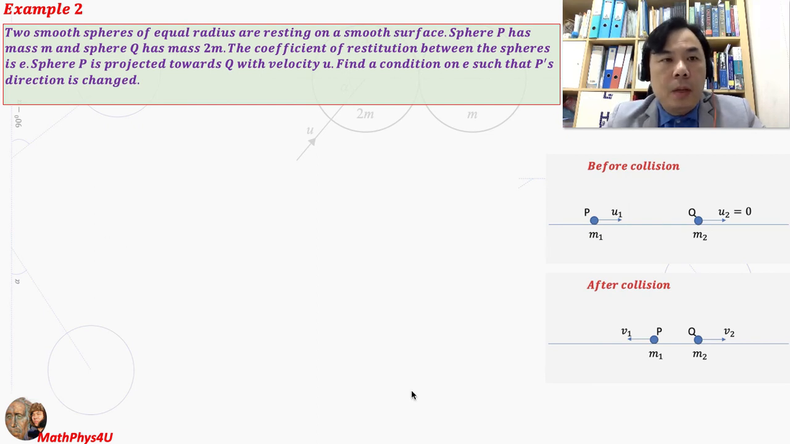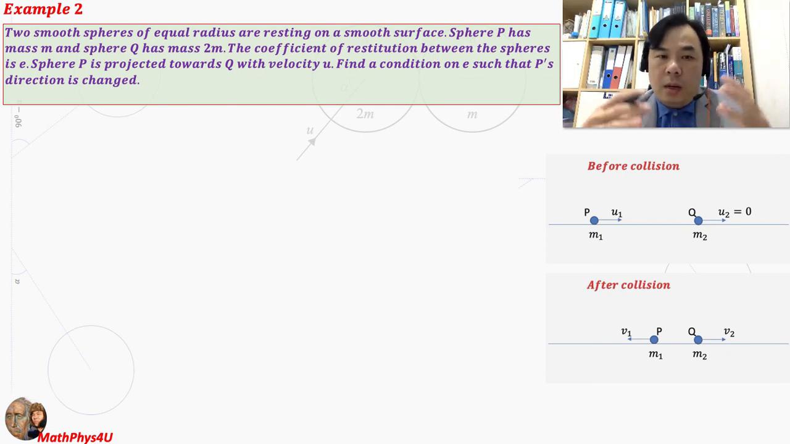All right. Now we have two smooth spheres of equal radius resting on a smooth surface. Sphere P has a mass m, and sphere Q has a mass of 2m. The coefficient of restitution between the spheres is e. Sphere P is projected towards Q, which is stationary, at a velocity u. We need to find the conditions on the coefficient of restitution such that P's direction is changed.